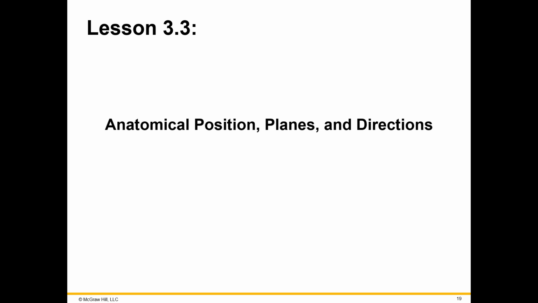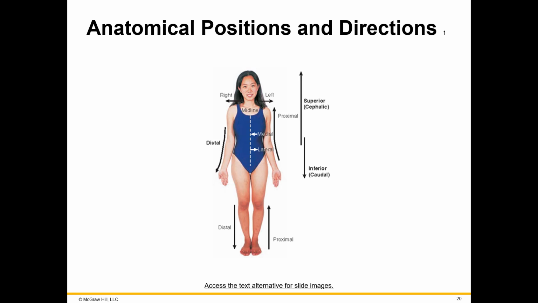Anatomical position, planes, and directions. It is when the body is standing erect with the feet flat on the floor, face and eyes facing forward, and arms at the side with the palms facing forward. Which is distal, the wrist or the elbow? In this case, distal is the furthest part of attachment, so the wrist would be distal. Which is proximal, the hip or the knee? Now, proximal is the closest point of attachment. We're talking about closest to the trunk, so in this case it would be the hip.